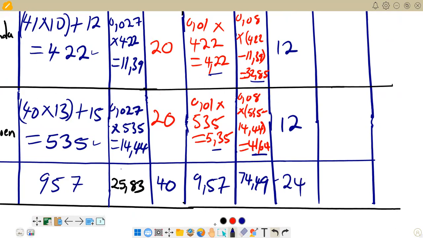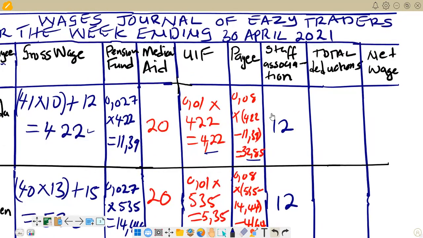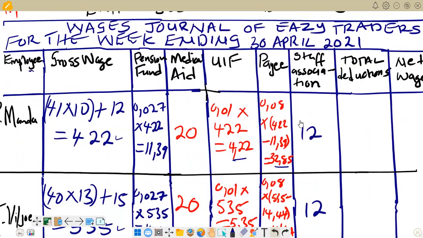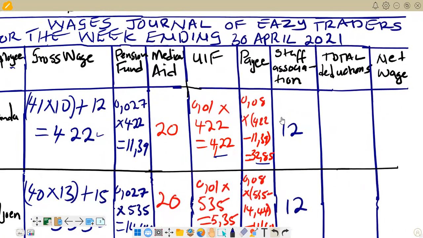And then we go to the next column. The next column is now total deductions. So what are we going to say? Remember, total deductions, we are adding this one. Let's just summarize the working there. We are saying 11.39 plus 4.22 plus 32.85 plus 12. Then the total that we get there is 80.46 here.